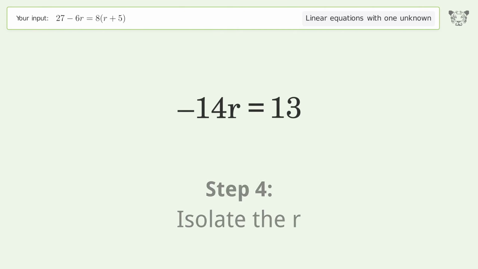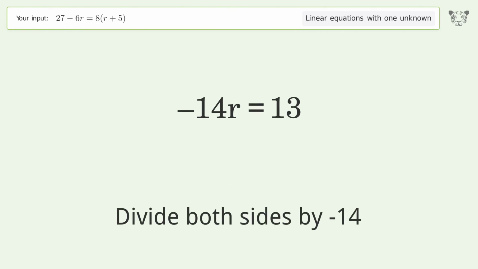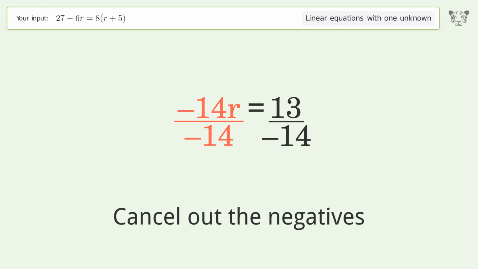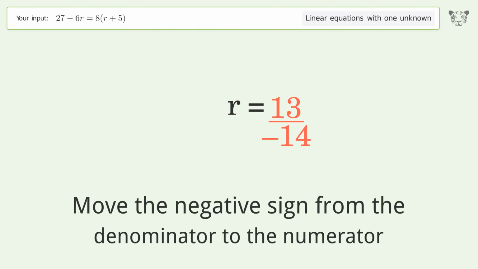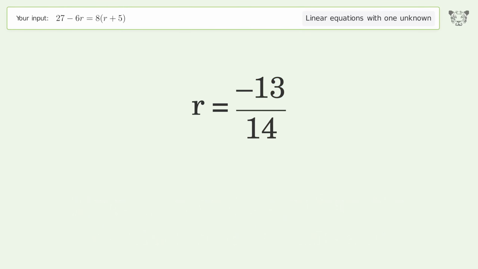Isolate the r. Divide both sides by -14. Cancel out the negatives. Simplify the fraction. Move the negative sign from the denominator to the numerator. And so the final result is r equals -13/14.